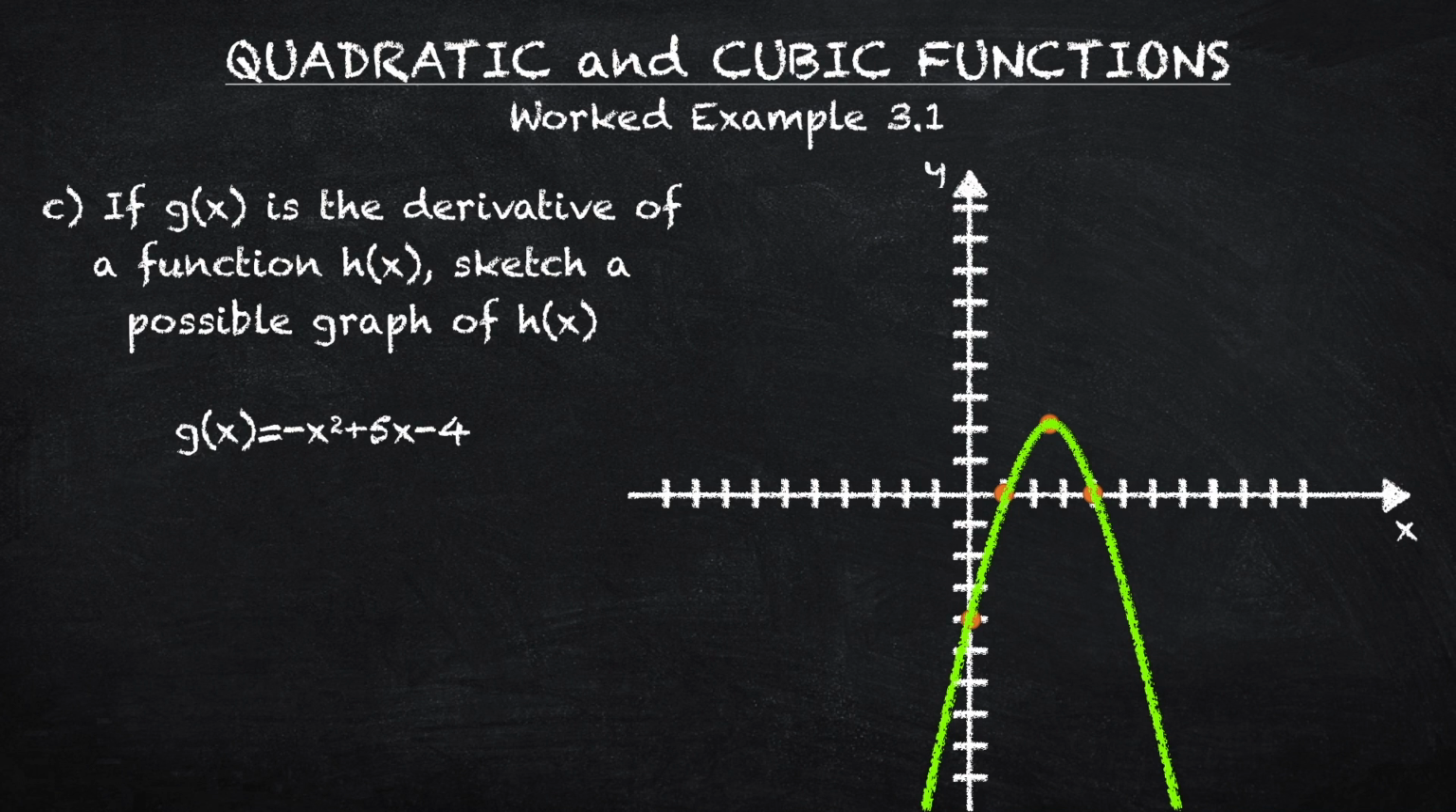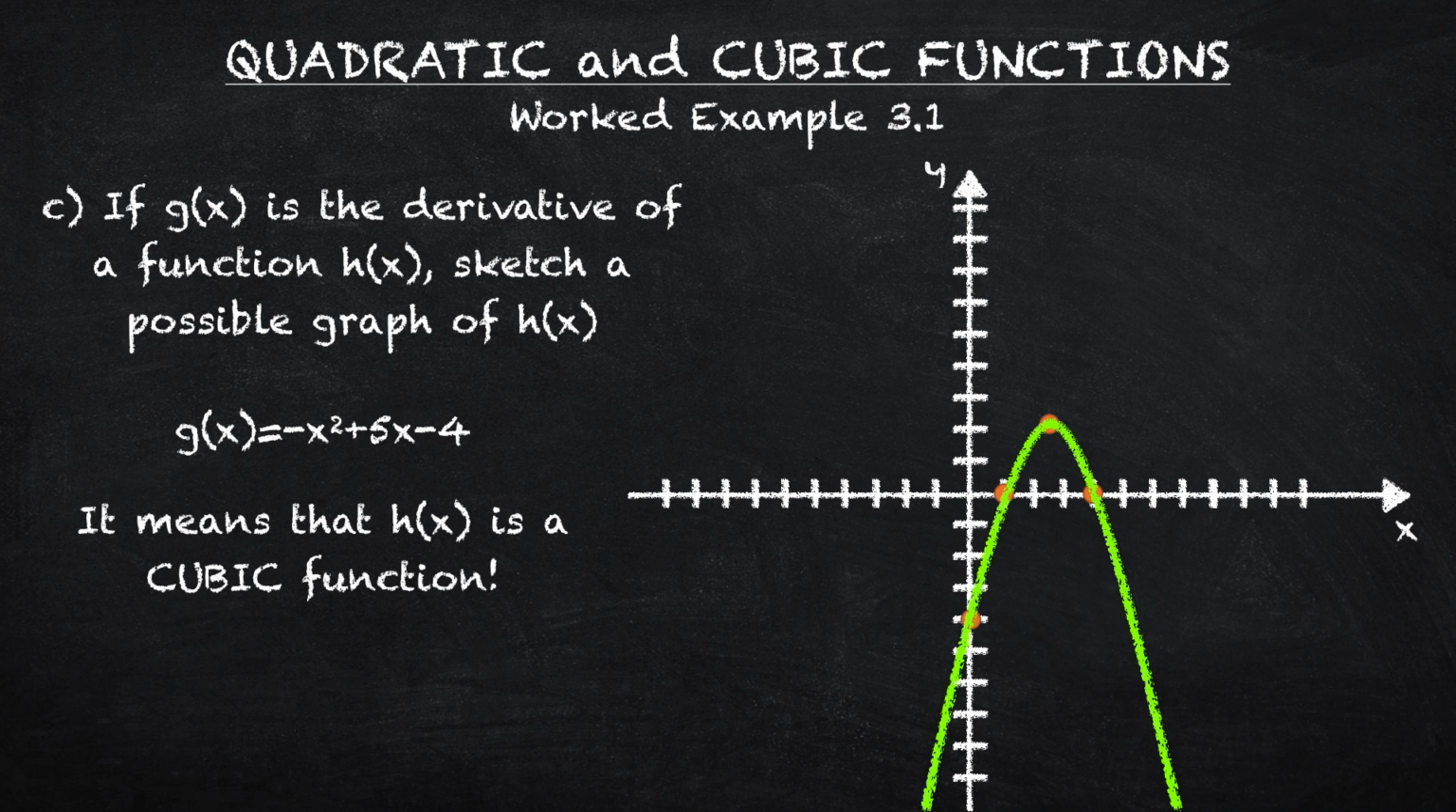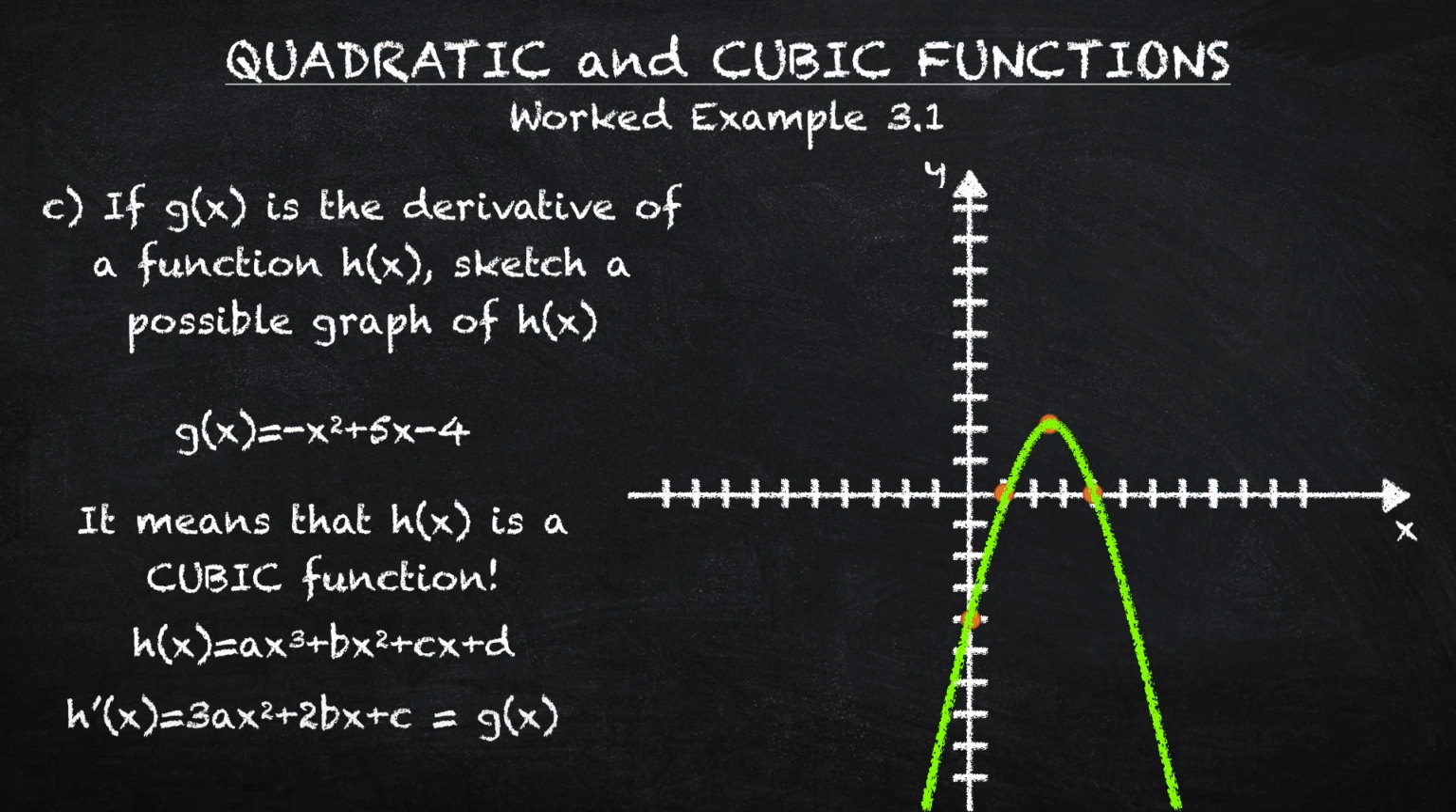So if the derivative is a quadratic function, it means that the function h is a cubic function, right? In fact, a cubic function is equal to ax to the power of 3 plus bx to the power of 2 plus cx plus d in its general form. And this means that its derivative will be a quadratic function, which is our g of x.